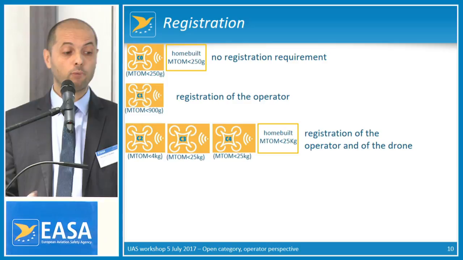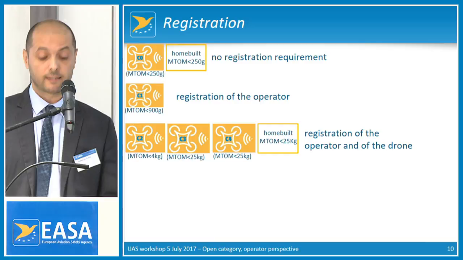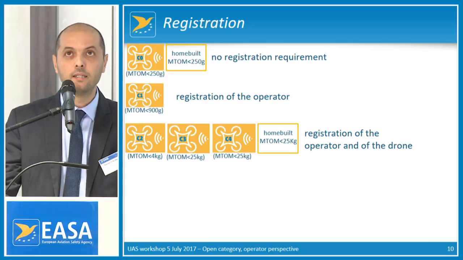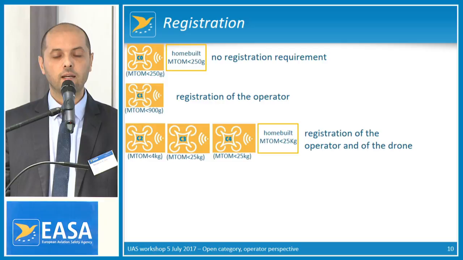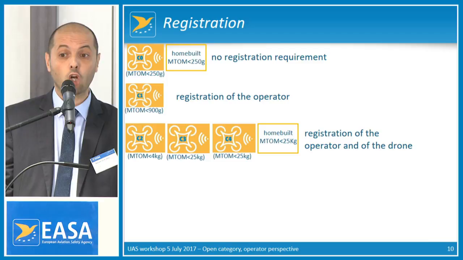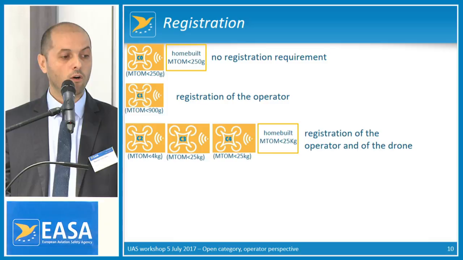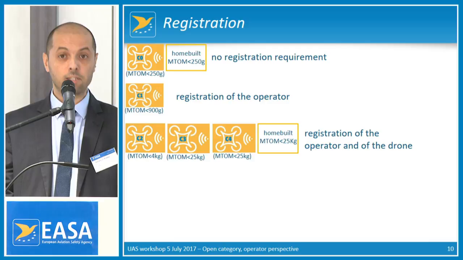So why do we have this distinction? This is coming from the impact assessment. From one side, we had the request, especially from the security agencies, to register all drones. And from the other side, we identified what could be the threat and also the economic impact. So at the end, the balance is that if we register only the operator for the drones below 900 grams, we are impacting 50% of the market.